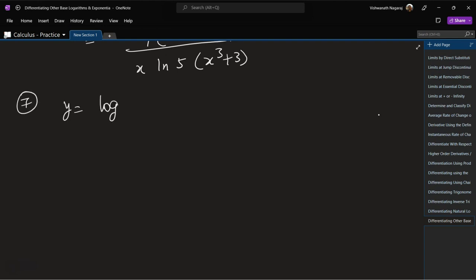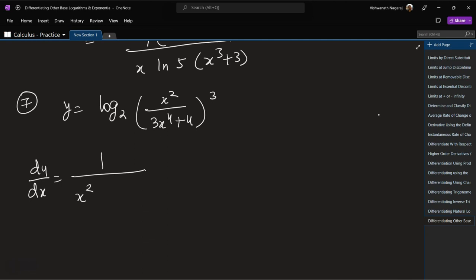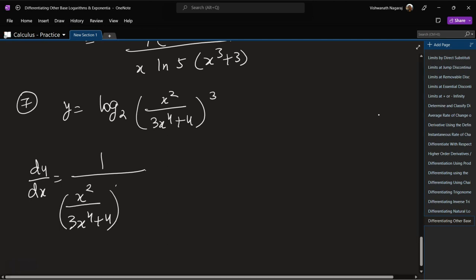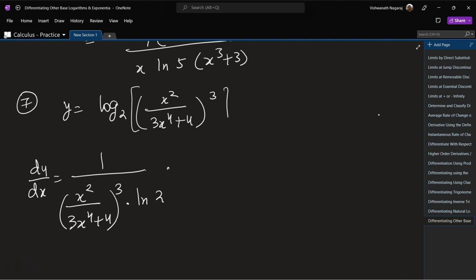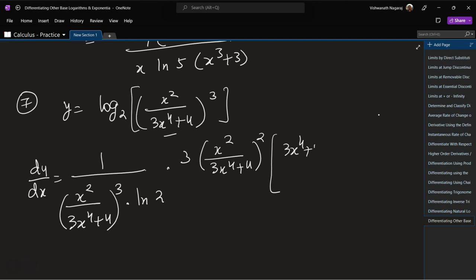Seventh, y is equal to log to the base 2 of x square by 3x to the 4 plus 4 cube. Okay, dy by dx is equal to 1 by x, which is x square by 3x to the 4 plus 4 cube, times natural log of 2, times. Now we have to differentiate this. So 3 times x square by 3x to the 4 plus 4, to the power of 3 minus 1, 2. And now this one. So 3x to the 4 plus 4 as it is, 2x minus 12x cube times x square, divided by 3x to the 4 plus 4 squared.